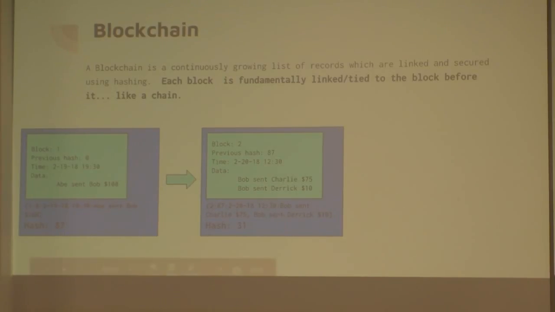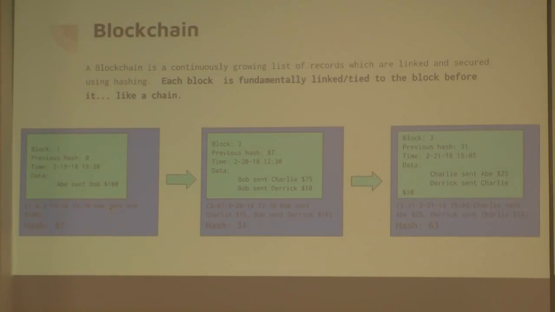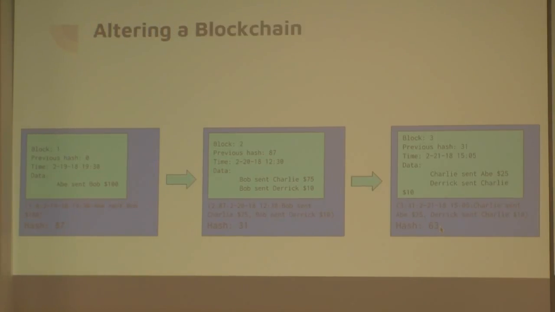So if I have this block and it points back to this block, but this block doesn't equal 87, I know someone messed around with the information. It works the same way. The hash of this block is 31. We put that into the data of the next block. We hash this entire block, and that block is 63. So each block is relying on the block before it.